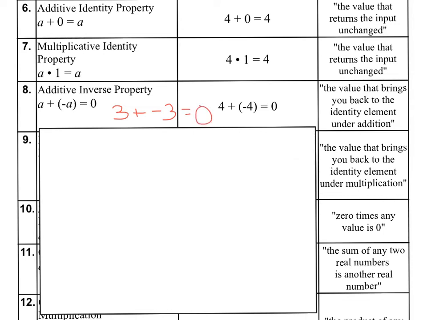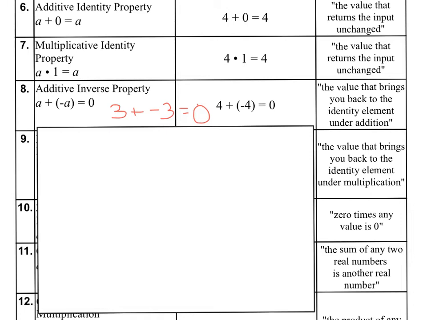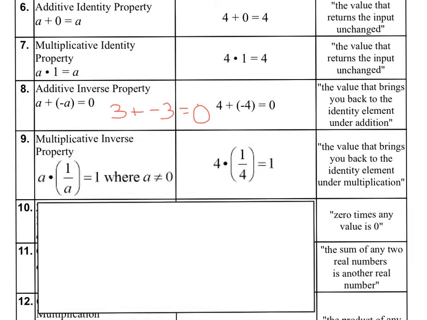Moving down to number 9, the value that brings you back to the identity element under multiplication. So the identity element in multiplication, as we saw up here, was 1. That was the identity element. So what's going to bring us back to 1 is the multiplicative inverse. So any number times its reciprocal or its multiplicative inverse. That means the same thing here.